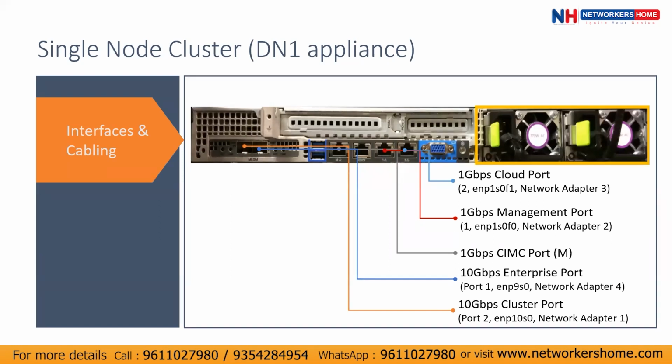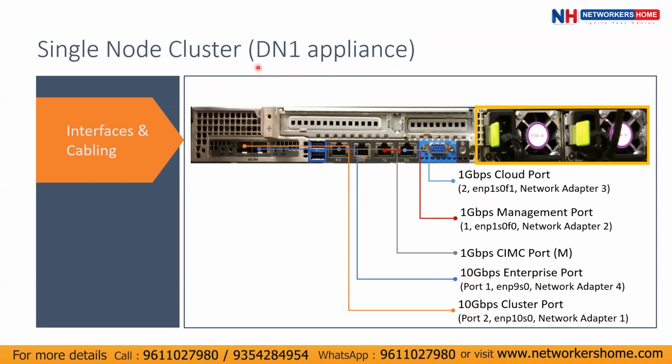Then the enterprise port. So this is again a 10 Gbps port, right? So cloud port is 1 Gbps. Sorry, I missed and said 10 Gbps, but yes, it is 1 Gbps. We have 10 Gbps on only 2 ports, enterprise and cluster, for the DN1 appliance.